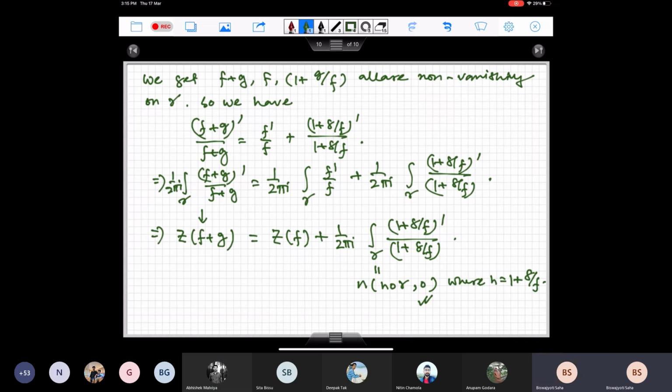Okay, great. So now let us try to understand what is happening with h composed gamma, if h is 1 plus g over f. Whether I get some contribution coming from this winding number. Ideally, you would like to show this winding number is 0. So let us see if this winding number is indeed 0 or not.